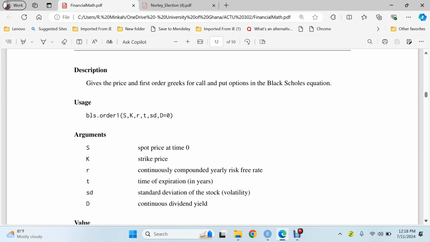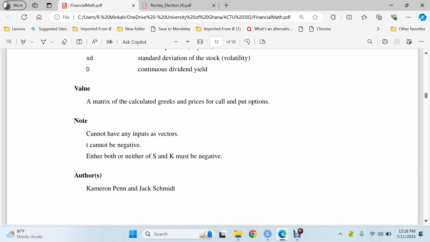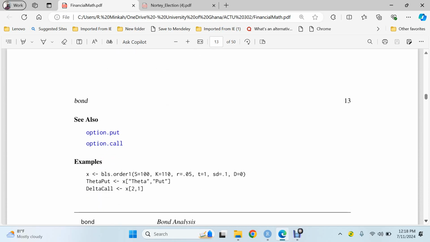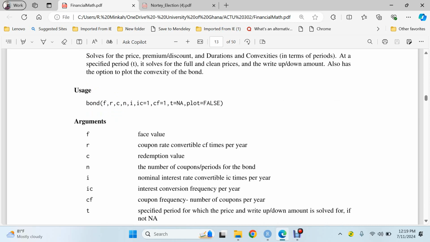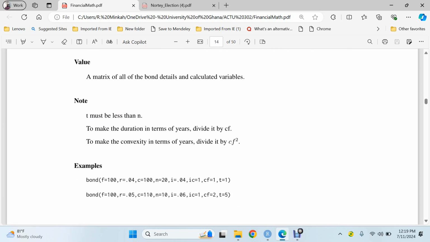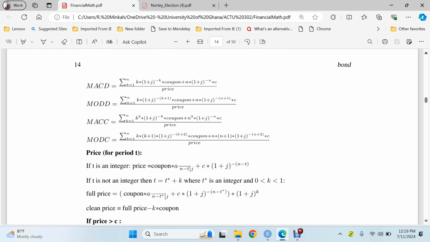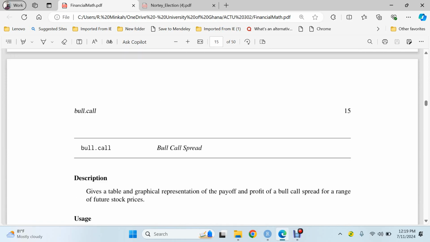So you use that to price stocks, and they actually won a Nobel Prize for it. So it's quite famous. When you do financial math, these are things you can't run away from. Bonds. I'm sure we all know what bonds are. So bond analysis you can also do with this package.